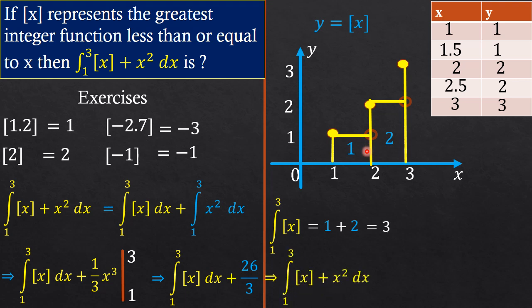That therefore implies, guys, the integral of this entire function is simply going to be the value for the integral of the floor function of x, which is simply what? 3 plus that of x squared, which we have here to be 26 over 3, right? If you simplify, we are going to have our answer to be 35 over 3. Great. So, guys, this is the answer. This is how we could handle that particular problem.